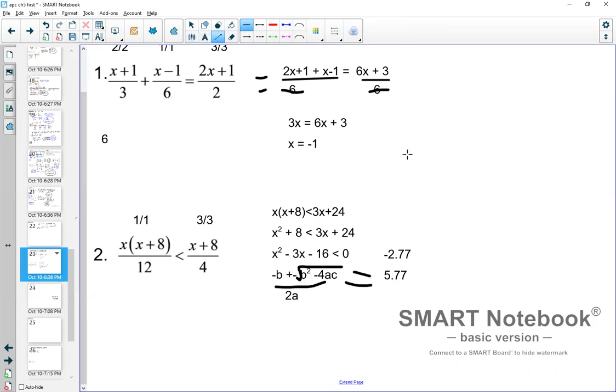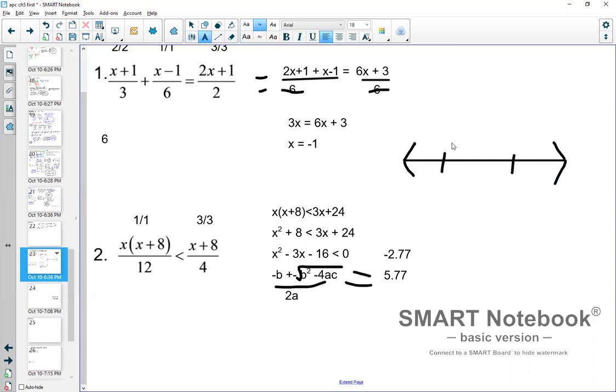At the same time, I'm making that number line once again. On the test, I will try to make sure it's actually factorable by hand and not force you to use the quadratic equation, because that takes a bit too much time. So I'll recheck my test for that reason. So negative 2.77, and then over here is 5.77.